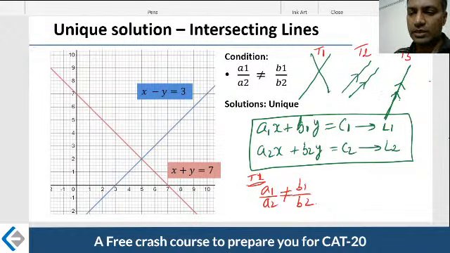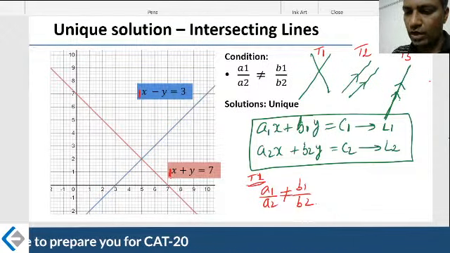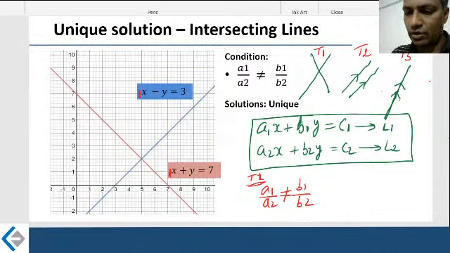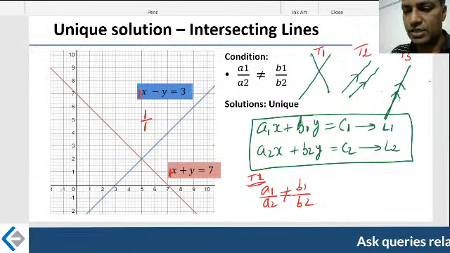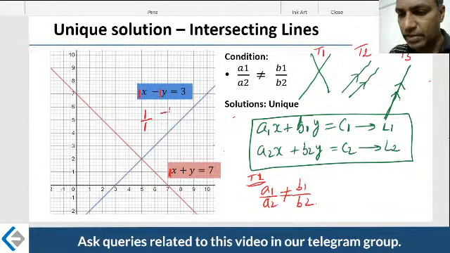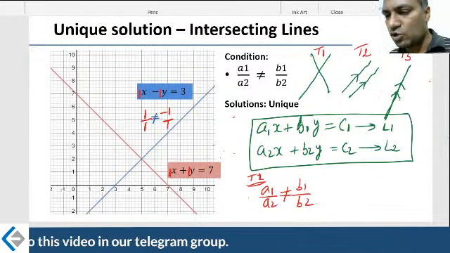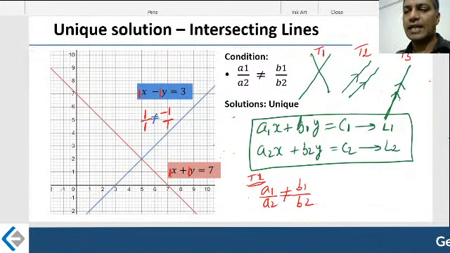That is the condition. So look at this here. Now I have two equations. What is the coefficient of x here? It is 1. What is the coefficient of x in the second one? 1. Therefore, a1 by a2 is nothing but 1 by 1. What is the b1 value here? Minus 1. What is the b2 value here? 1. So is a1 by a2 equal to b1 by b2? Of course not, because 1 by 1 is 1, and 1 is not equal to minus 1. Therefore, the lines have to intersect.